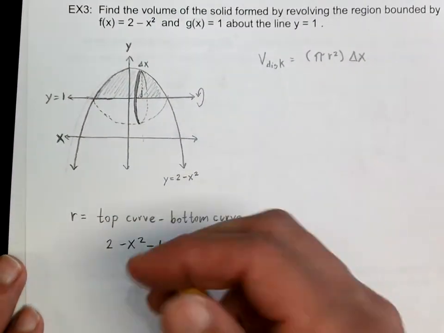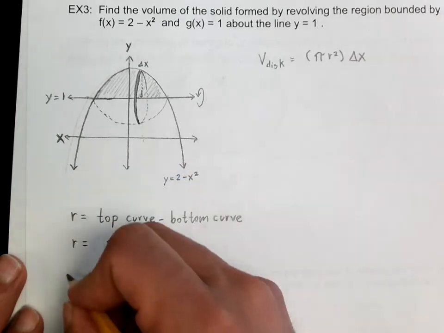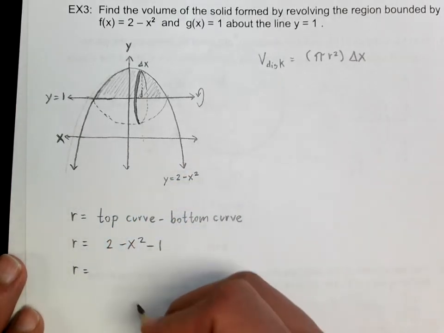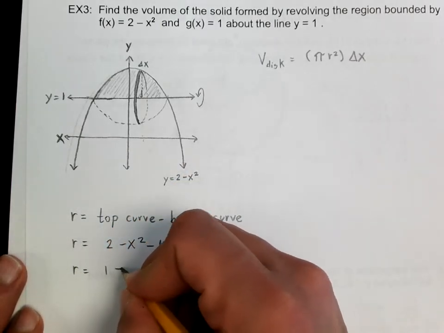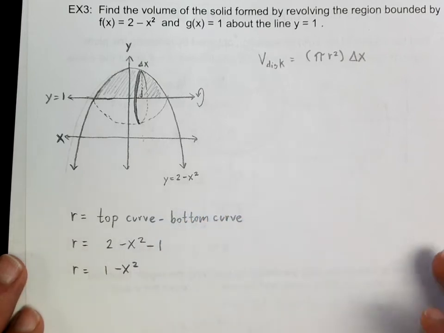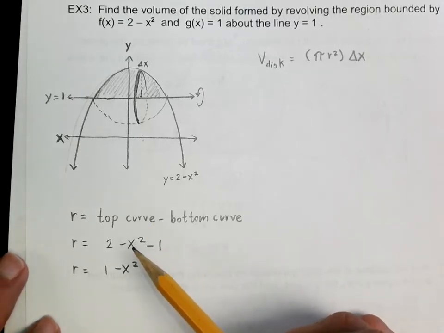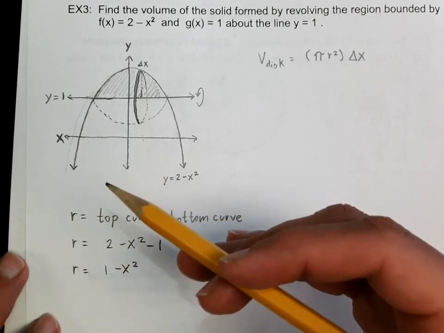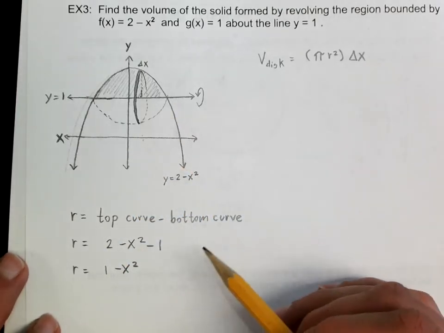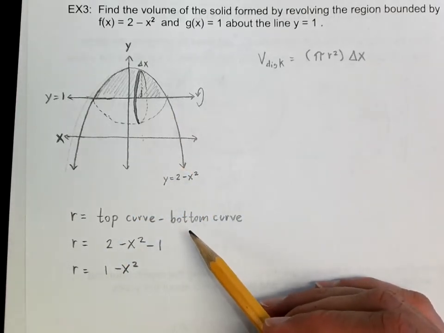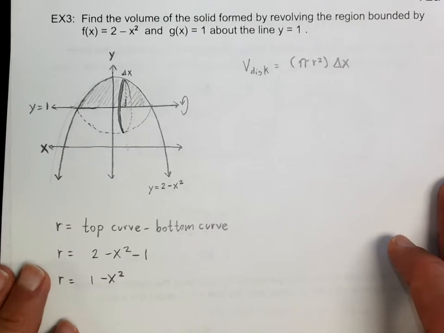So the radius is going to be equal to that. And if I simplify, the radius is now going to be 1 minus x squared. Hopefully you understood that. Again, in general, if you don't understand it, it's always going to work out the same. Anytime you're looking for the radius, you really always have the top curve minus the bottom curve. It just happened to be that in examples 1 and 2, the bottom curve was 0, so that's why you didn't have to deal with it. All right, so one more time.